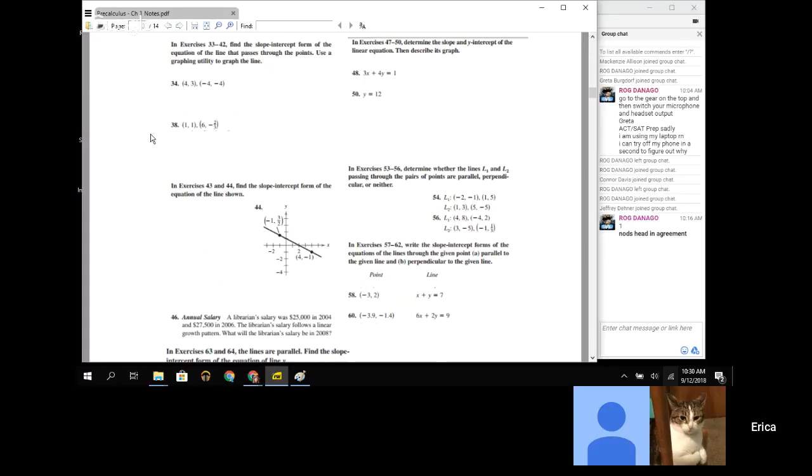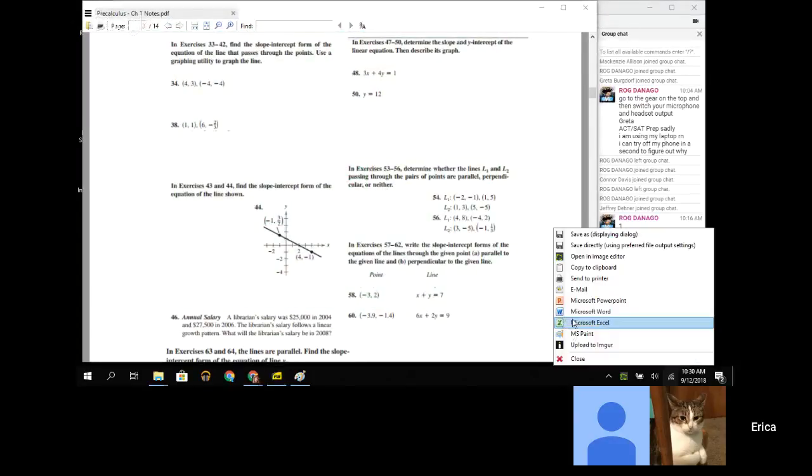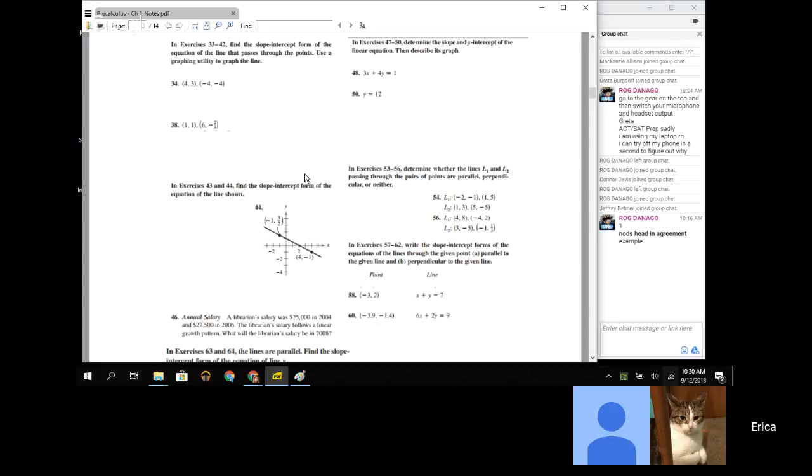I think I'm going to go ahead and do this one because I know that a lot of times this is a kind of a question they like to ask on the ACT. They like to give you 2 points and then ask if you can figure out a line that goes through those 2 points.